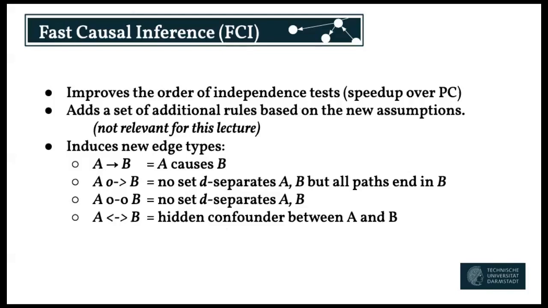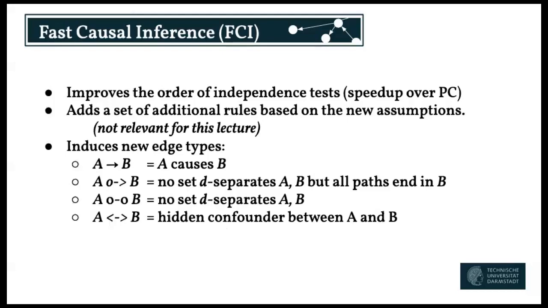As with PC, FCI has a set of rules. I think it's 10 or 12 rules. So you could make a lecture out of FCI alone, to orient edges. And it first also identifies a skeleton, encoding the independencies in the data. And then you try to orient edges using the rules.